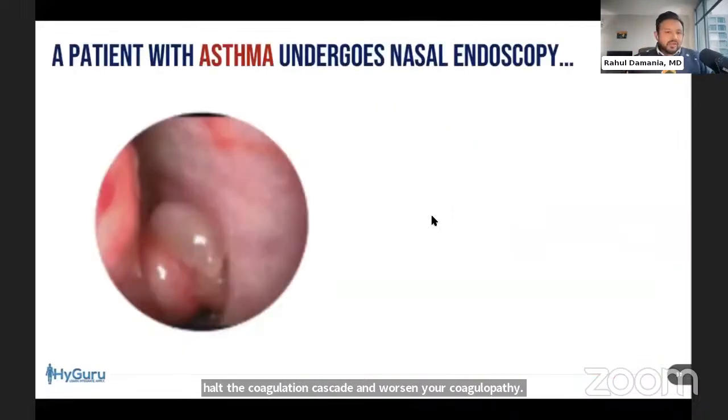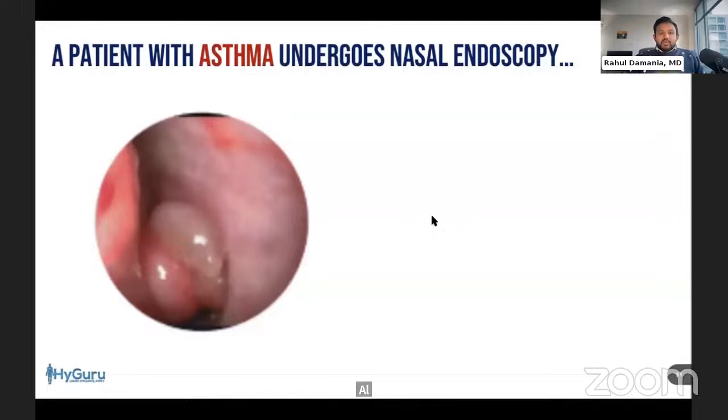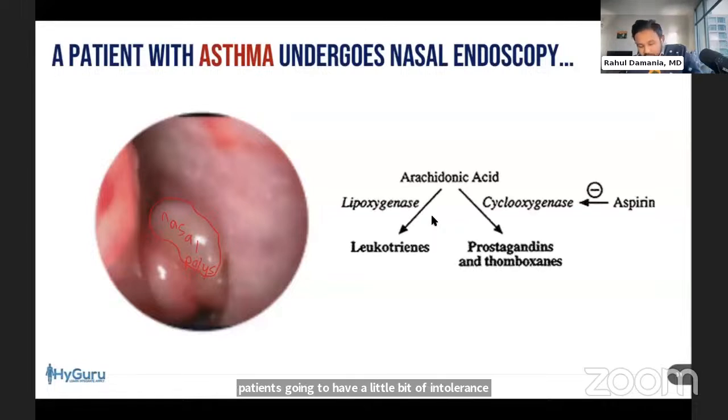All right, here is going to be the next triad. A patient with asthma undergoes nasal endoscopy and you see this fluctuant mass. What do you think is the likely triad that I'm going for here? Excellent. This is going to be a triad of asthma, nasal polyps, which is going to be seen on nasal endoscopy, and characteristically, what medication are these patients going to have a little bit of intolerance to? That is going to be aspirin.